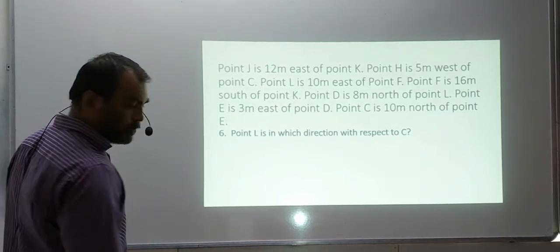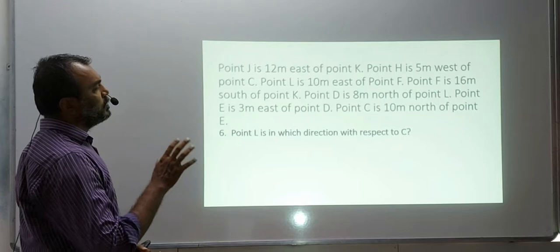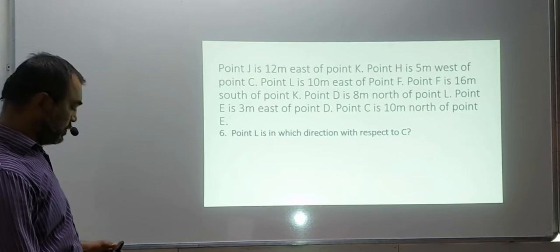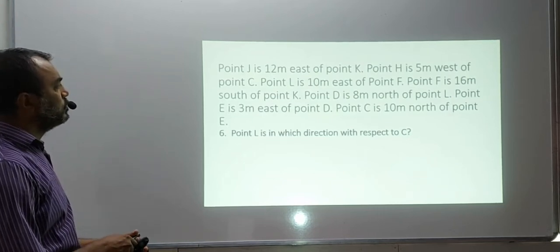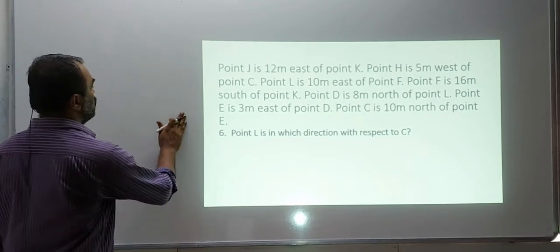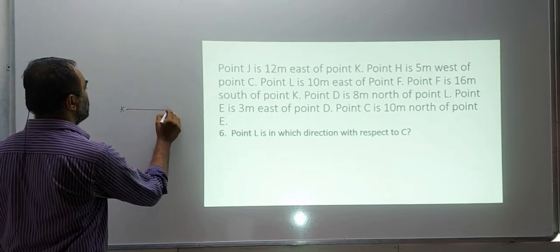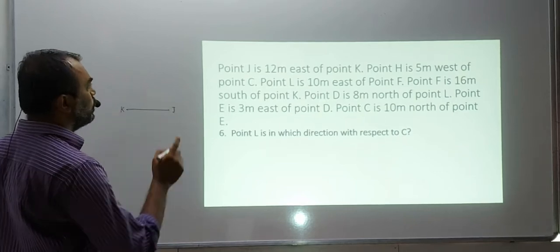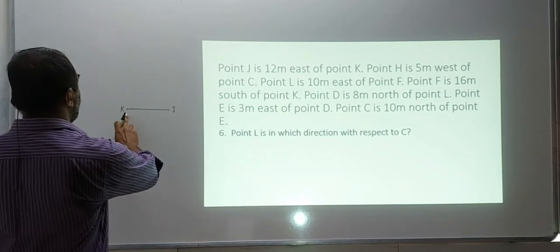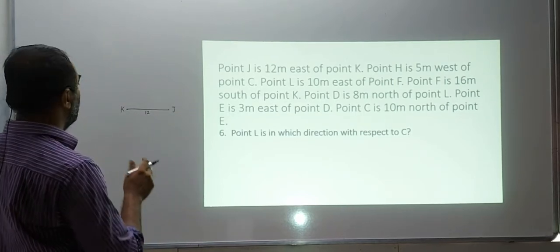Okay, I guess the people must have seen it, right? What is different here is that the data is not in the proper order. Let us begin and see how it goes. Point J is 12 meter east of point K. So I take a point K and I go 12 meter east and reach point J. So I went east 12 meters to reach point J. So one condition.